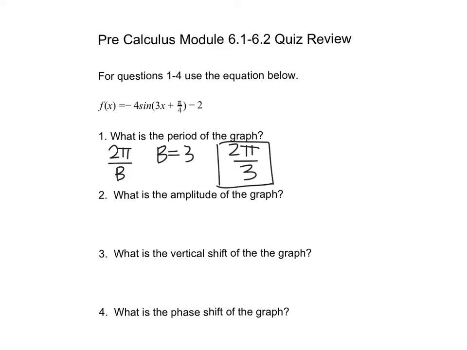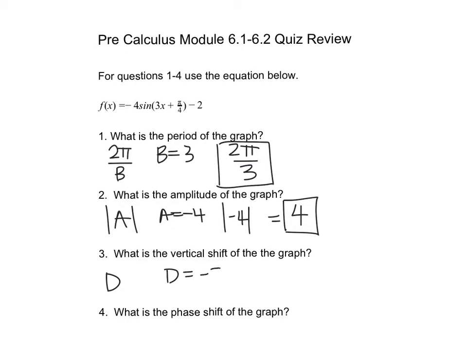Next, we want to know what the amplitude of the graph is. So the amplitude is the absolute value of A. And in this example, A is -4, and the absolute value of -4 is 4. So 4 is the amplitude. Next, we want to know what the vertical shift of the graph is. Vertical shift comes from D, and D is -2. So our vertical shift is -2.